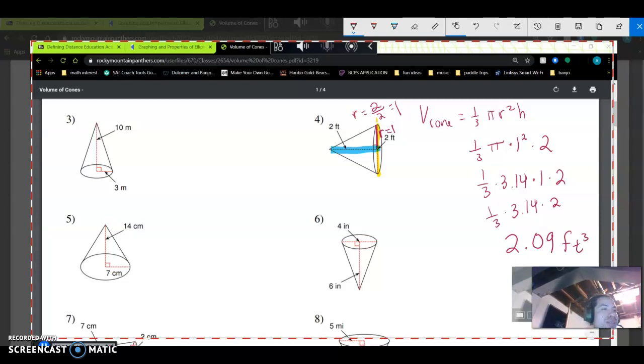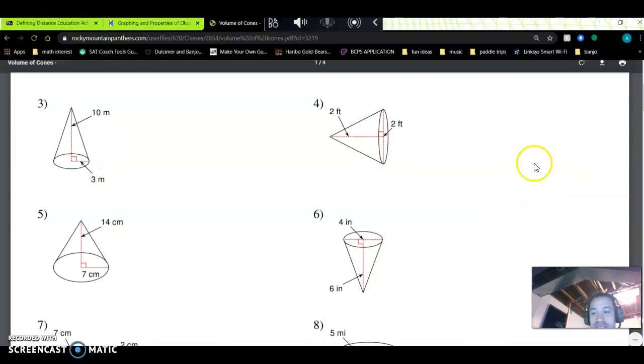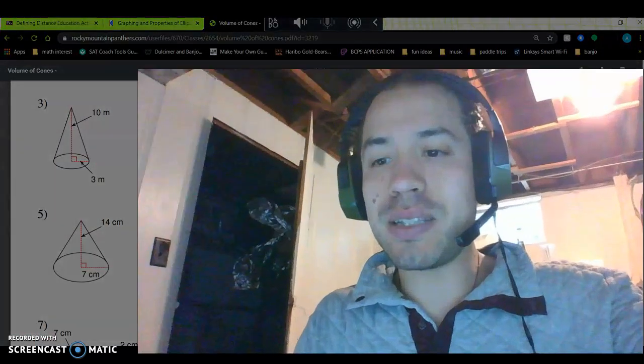So again, we went through and figured out how we determine the height, how we determine the radius, how we substitute it into our equation, and then finally how we simplify it. I hope you guys found that helpful. That's really all for cones. We're going to be looking at some more volume in the next video as well. So please make sure you check out that next video before you try to show what you know. See you guys soon.